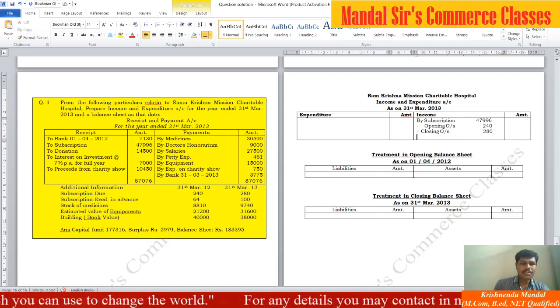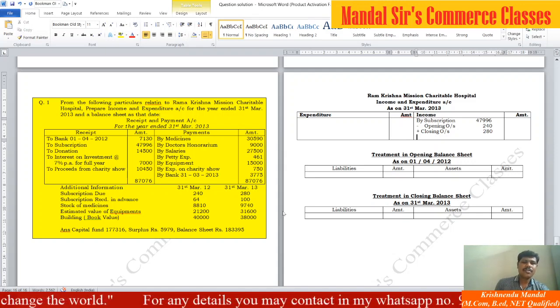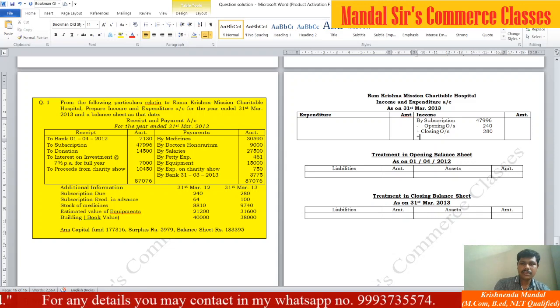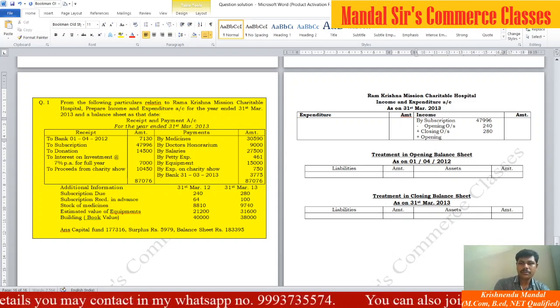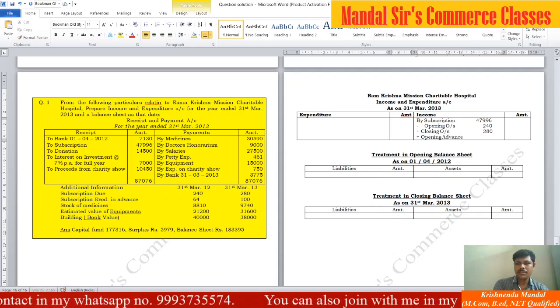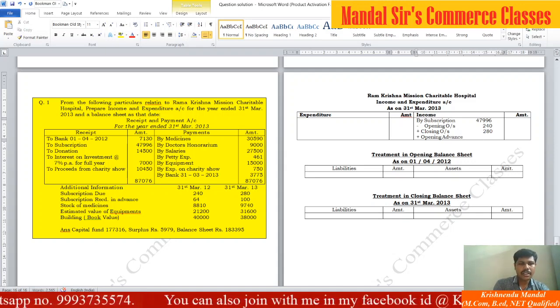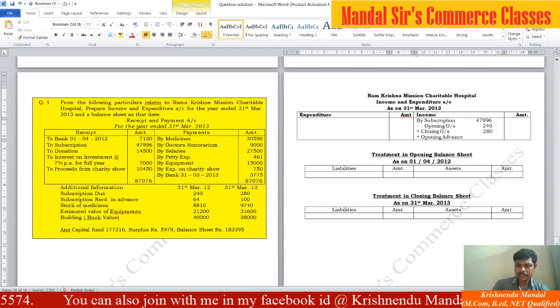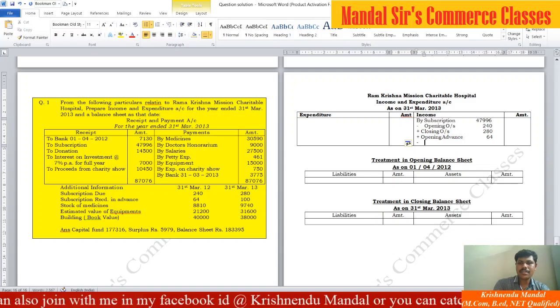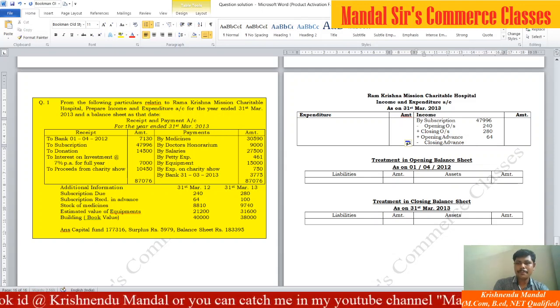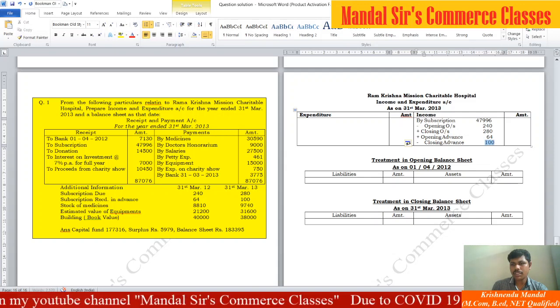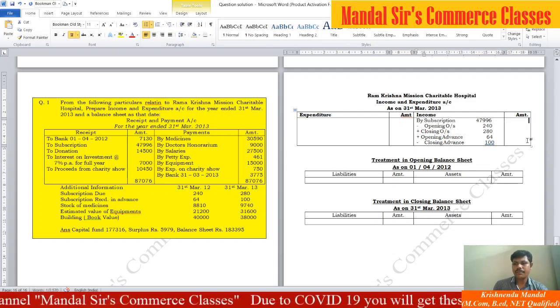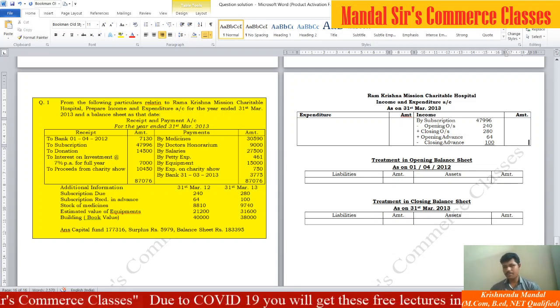Next, after this, subscription received in advance. So the opening advance will always be added. Opening advance is of rupees 64. And the closing advance, that is the advance of current year, closing advance will always be deducted. So what's the amount? That is 100. So after writing all these items, we have to calculate the total amount to be shown outside of this account. So let me calculate about this.